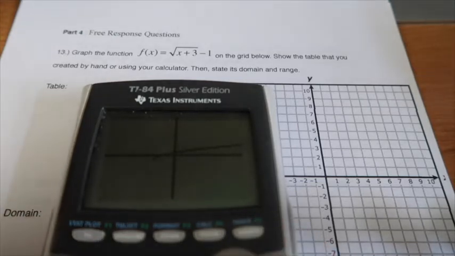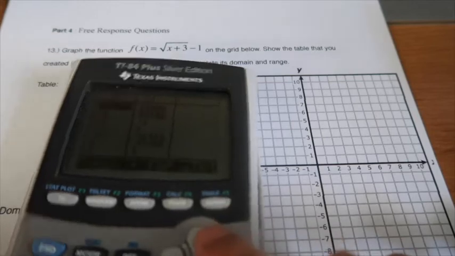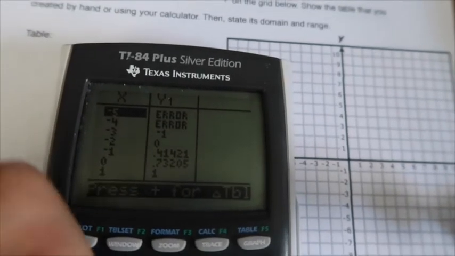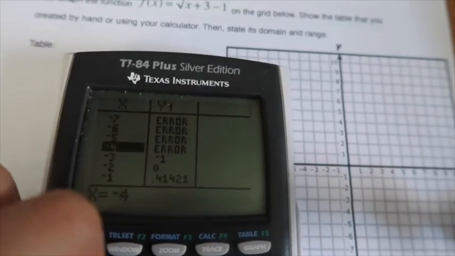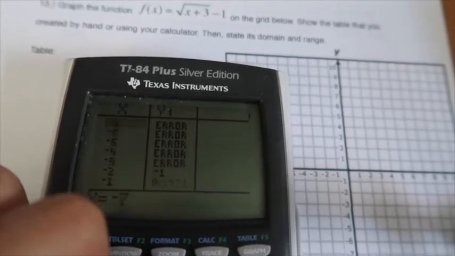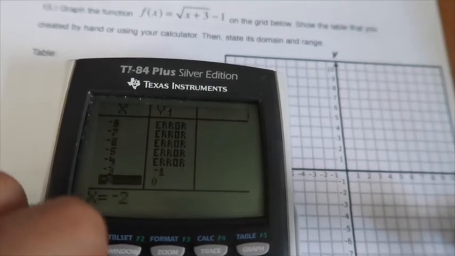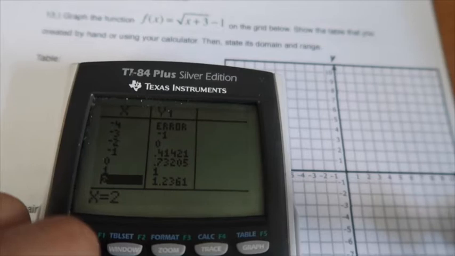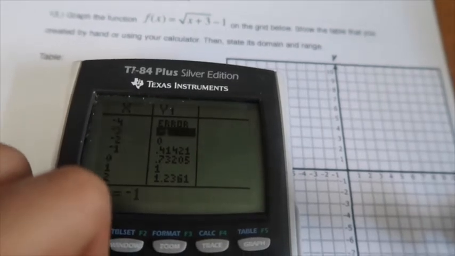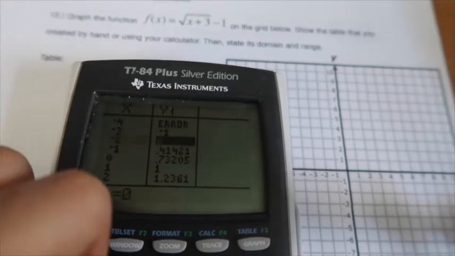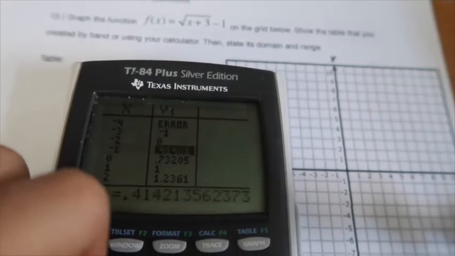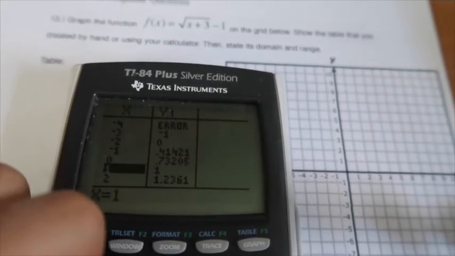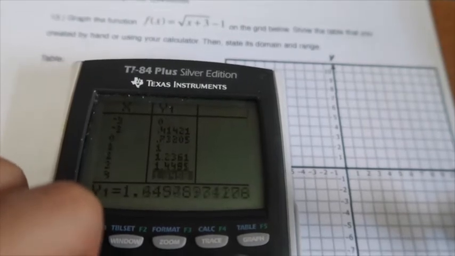Now to create our table, I'm going to go second table, and when we look here, we can tell that the values less than negative 3 are error, does not exist. So we know we can't use any of those. So it looks like negative 3 would be a good point. Negative 3, negative 1. Negative 2, and y is 0. I want to use these points because the y is not a decimal. Let me use x equals 1, y is 1. That's a good one to plot.